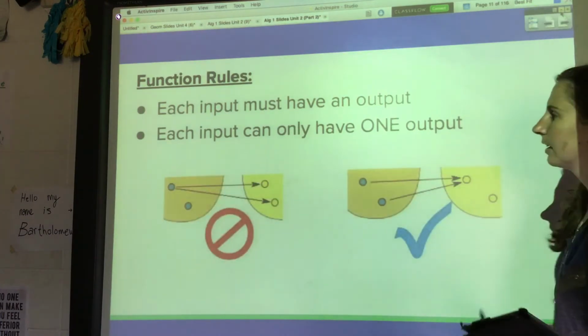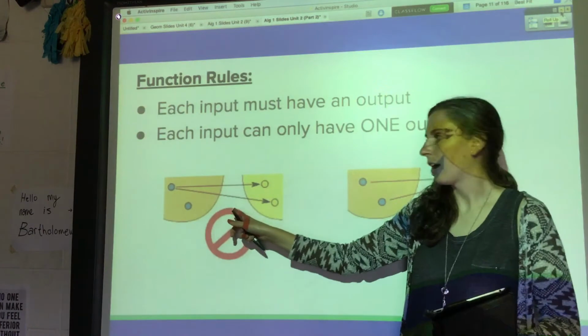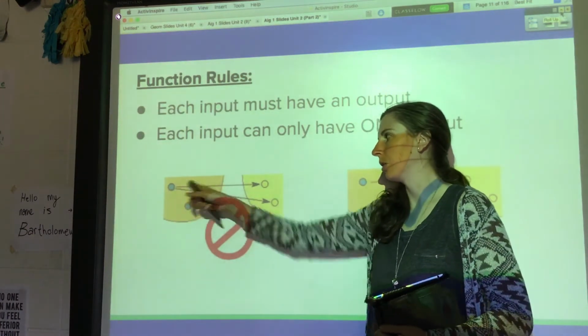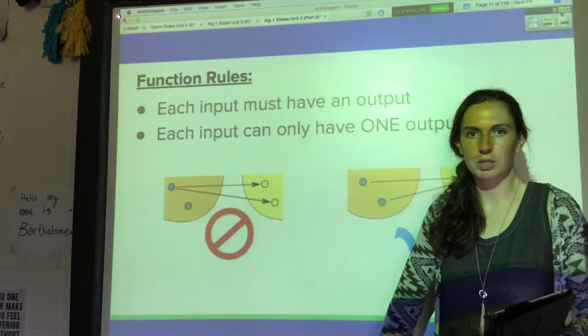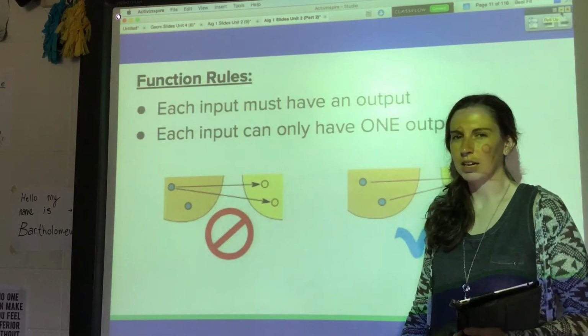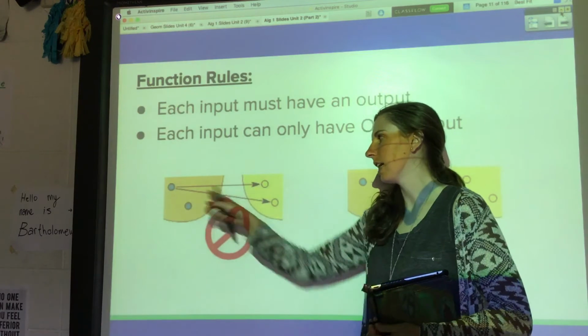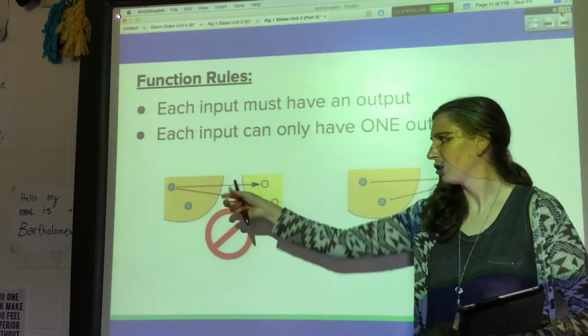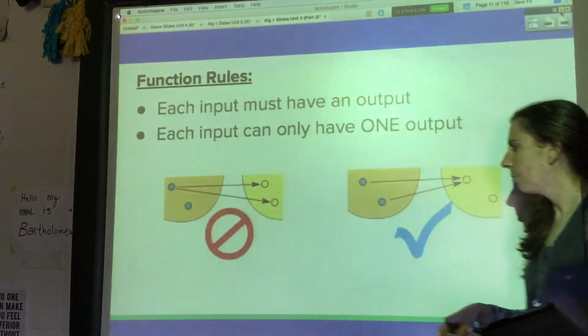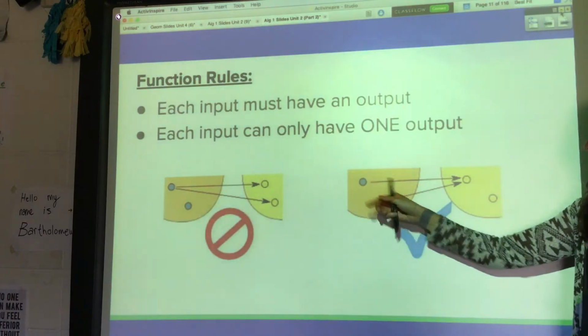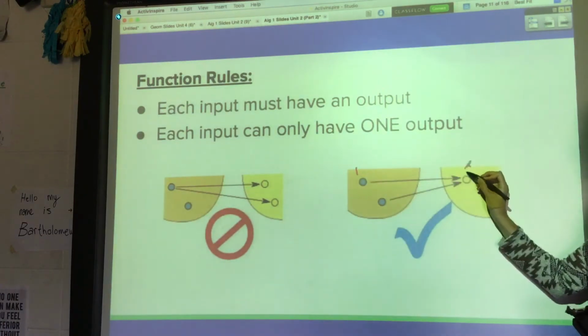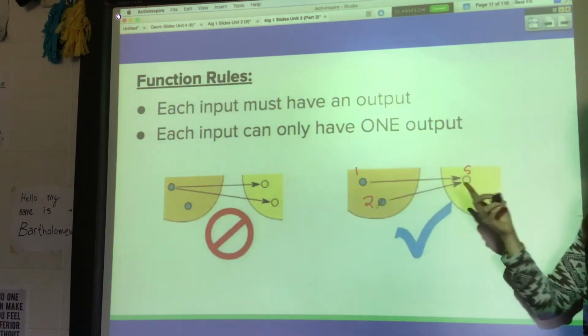So once again, this is not allowed. You can't have an input go to multiple things. This is like in the cryptology activity when you were trying to decode it, you weren't able to. Because if you have an input that's telling you it's two different things, then which is it? Which do we go with? But if I put in 1 and I get out 5, and I put in 2 and I also get out 5, that's okay.